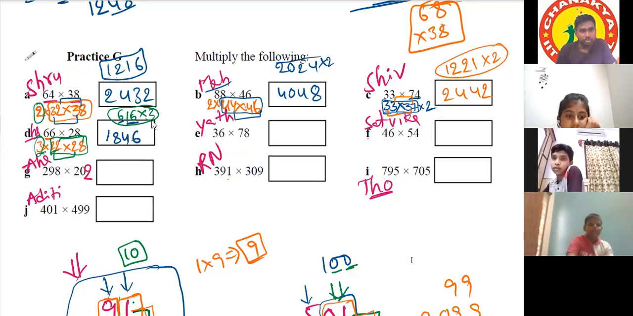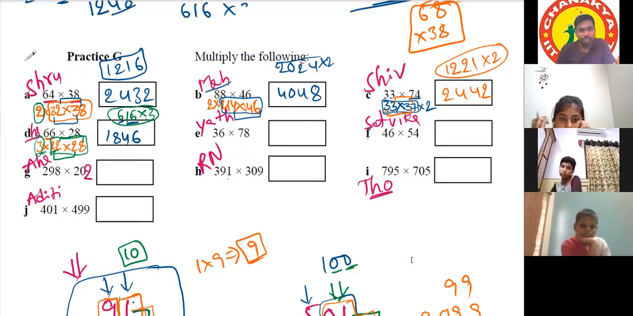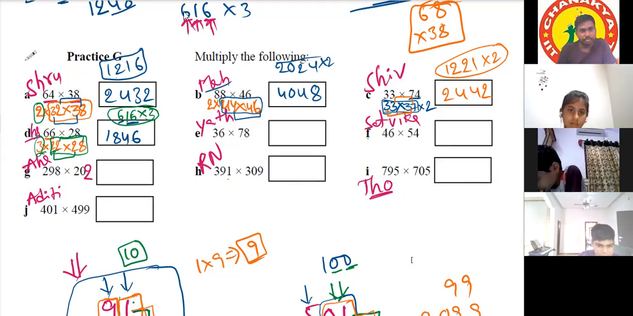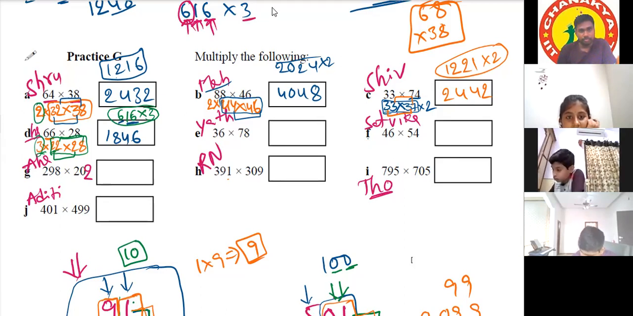616 multiplied by 3, how will we get the answer as 1846? Okay, I'll explain that. 616 into 3, right? So this is 6, but this is 16. This is 600, right? This is 6, this is 10, and it is 600. Ones place, tens place, hundreds place, correct? 600 3 times is? Sir, 1800.